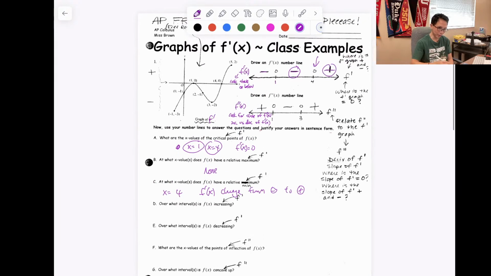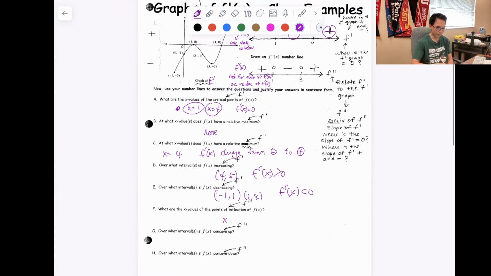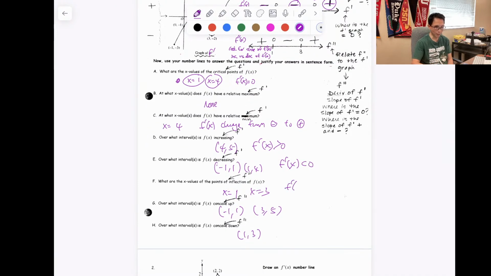Increasing is going to be what? Just look at the number line. It's 4 to 5. You're going to say f prime of x is greater than 0. Decreasing, you're going to say negative 1 to 1, and 1 to 4. That means f prime of x is less than 0. Point of inflection where? x equals what? 1 and what? 3. Concave up is what? Negative 1 to 1, and 3 to 5, and then 1 to 3. You're going to say f double prime of x changing sign.